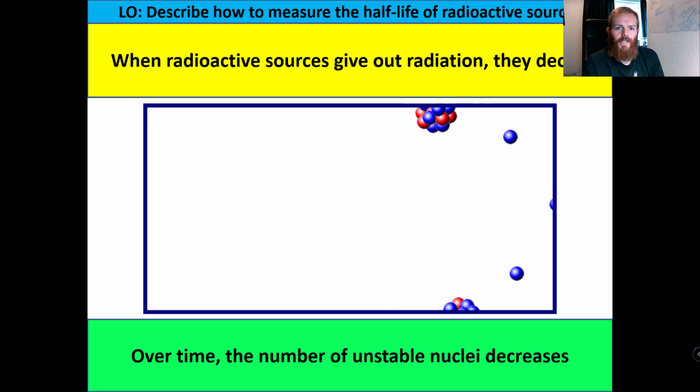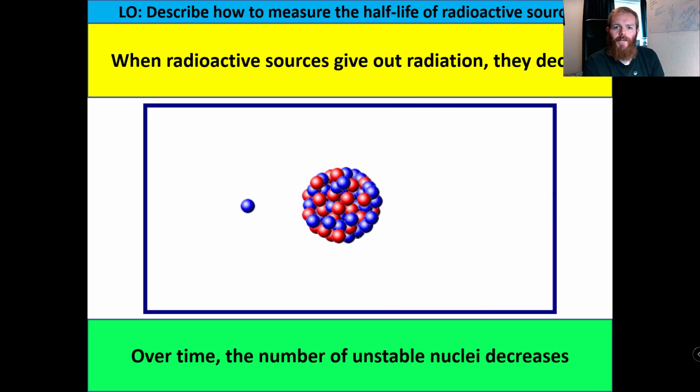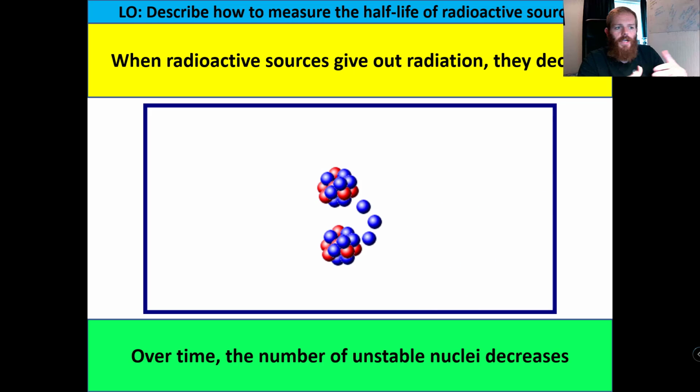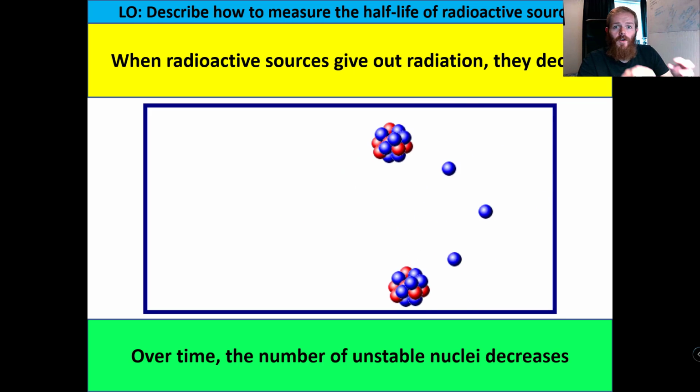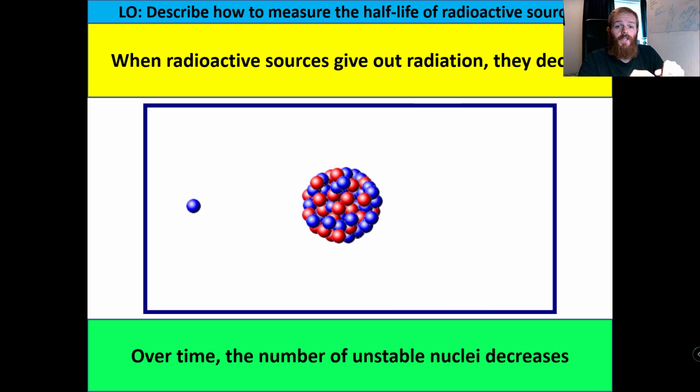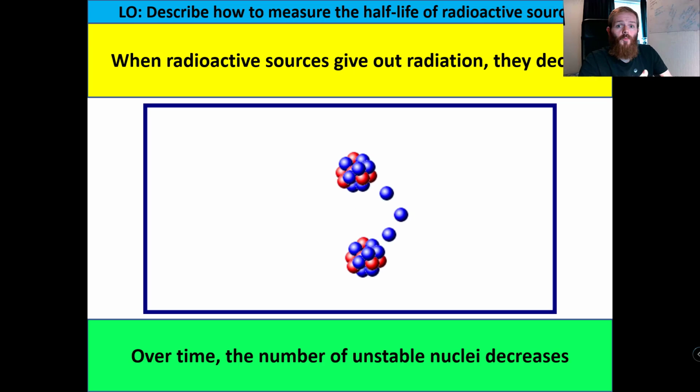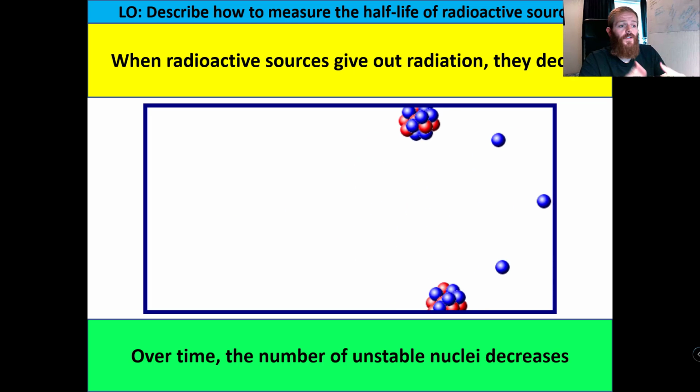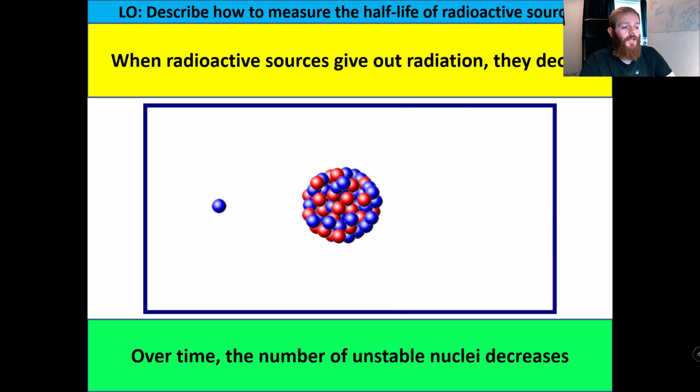Okay, so as it gives out that excess energy in the form of alpha, beta, or gamma, it'll become stable, it'll change into different substances, and eventually all of the radioactive or unstable nuclei in that substance will end up being stable. It also means that the substance won't be uranium anymore. Eventually it'll all convert into something else that is stable. Okay, so over time the number of unstable nuclei decreases.